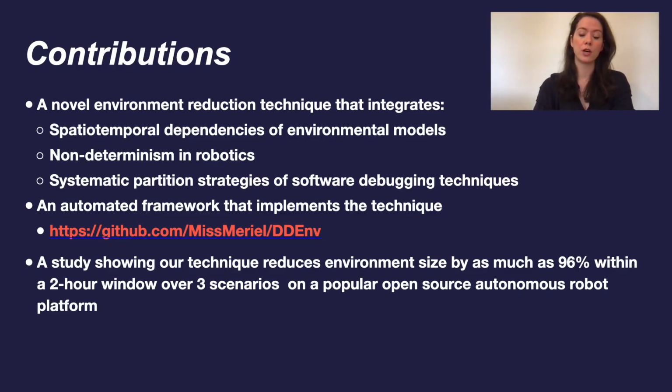Debugging failures in robotic systems presents unique challenges. In this work, we introduced a technique for environment reduction to assist the debugging of robotic systems. Our environment reduction technique incorporates several novel aspects, including spatiotemporal dependencies of environmental models, non-determinism endemic to robotics, and systematic strategies inspired by software debugging techniques. We provide an automated framework that implements this technique, made available via GitHub.